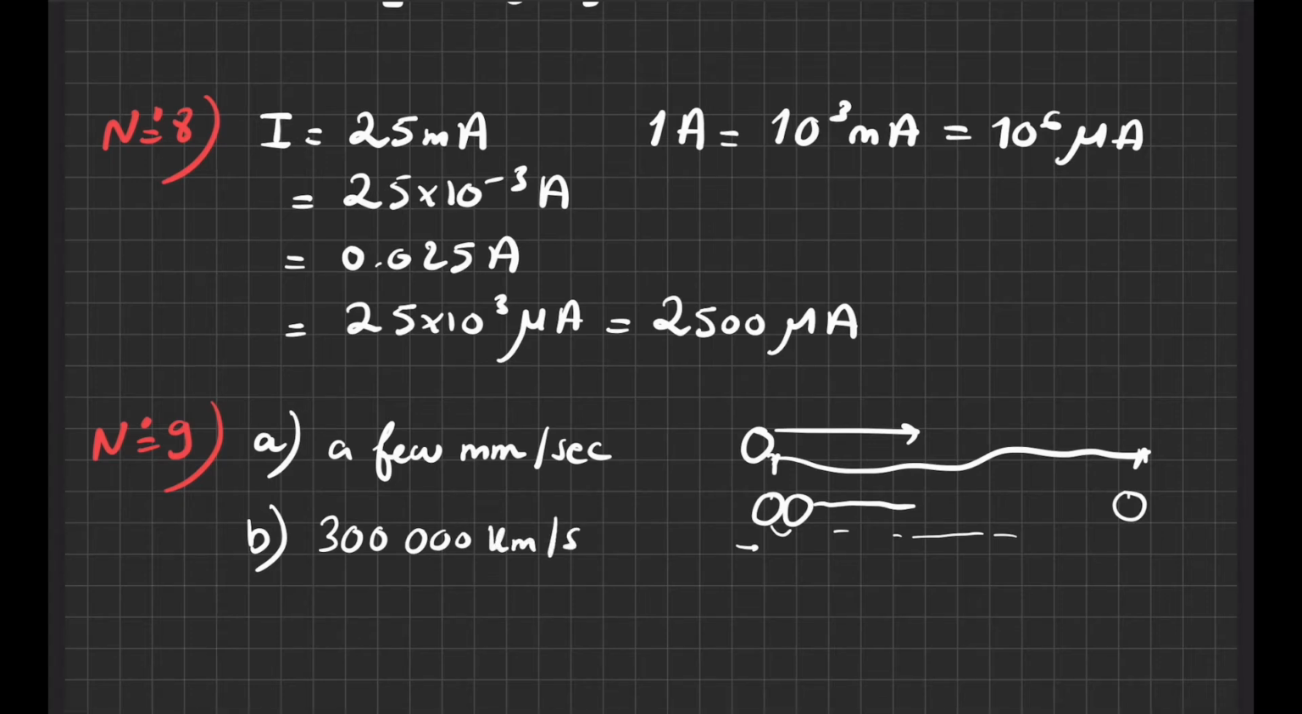300,000 kilometers per second. So if you imagine what's happening here, the speed of individual electrons is a few millimeters per second, but all together, when they touch each other, how the current moves from the start of this conductor to the end is really fast. It is almost 300,000 kilometers per second.